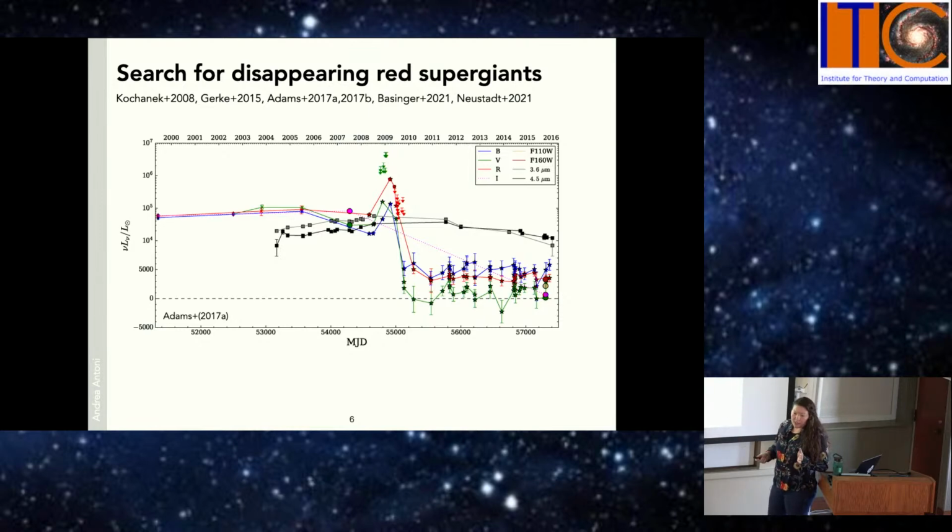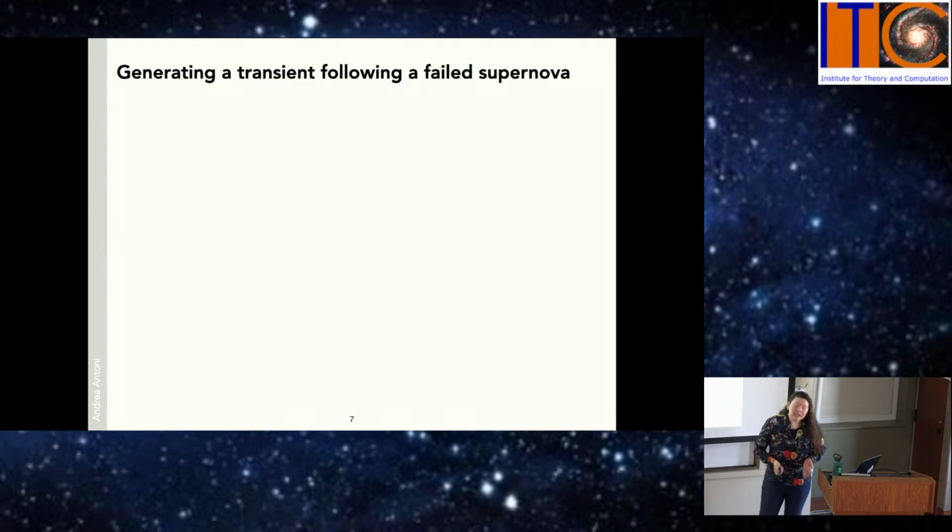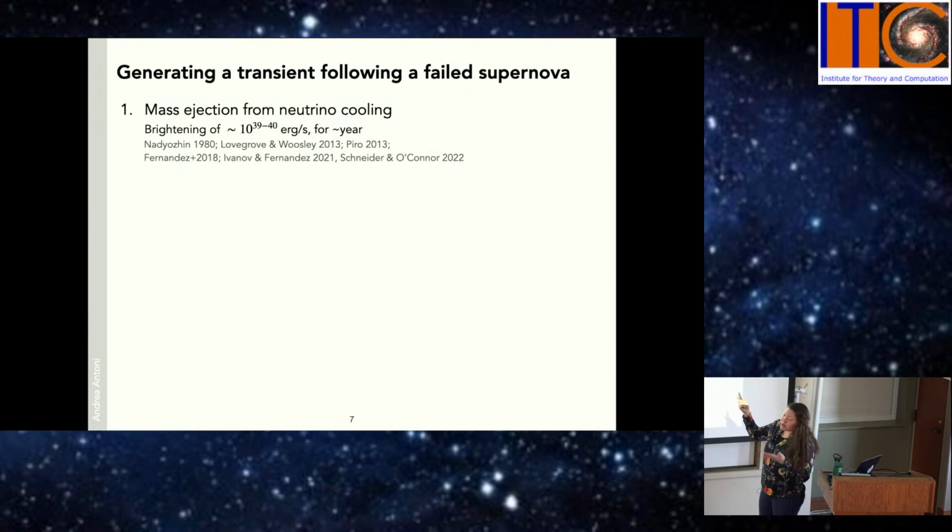Okay, so I said people used to think, oh, the star should just disappear, but you have this brightening, so let's talk about what are the ways that you can actually generate a transient in a failed supernova. The first, which the Kochanek group says describes their data, is this mass ejection from neutrino cooling, which I'll explain. All of these stars go through a protoneutron star phase before the protoneutron star collapses to a black hole. During this time, the protoneutron star is cooling by emitting copious neutrinos that carry about 1/10 to 1/3 of a solar mass of gravitational mass away from the core.